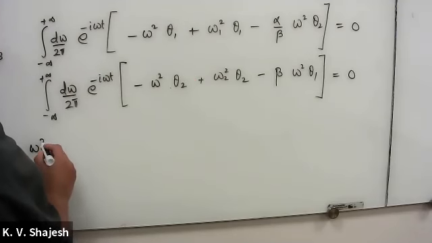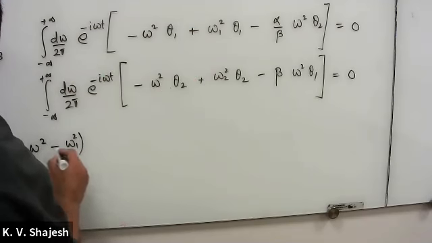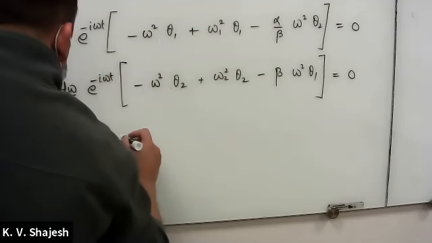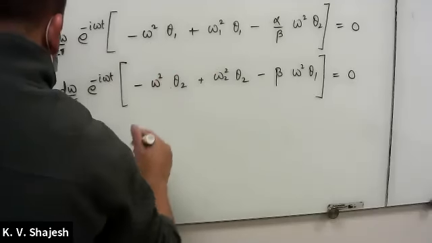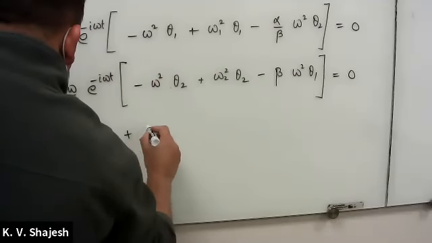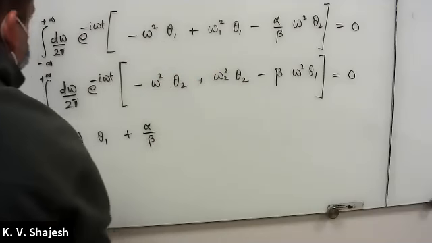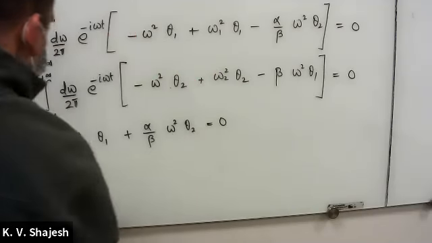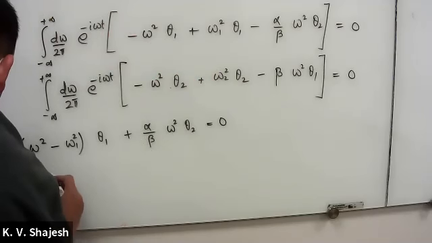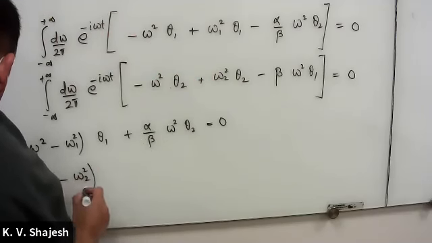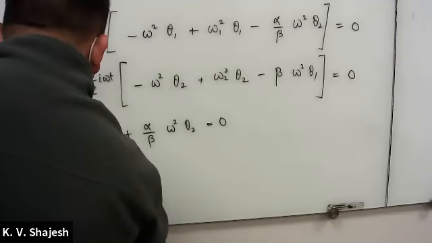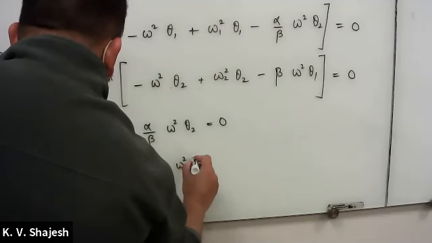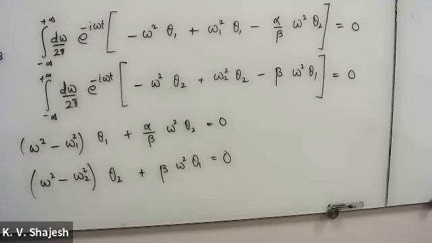omega square minus omega 1 square, I'm writing this common, times theta 1, plus alpha over beta times omega square times theta 2 is equal to 0. And the same thing for the second equation: omega square minus omega 2 square, times theta 2, plus beta omega square theta 1 equals 0. Is that clear?